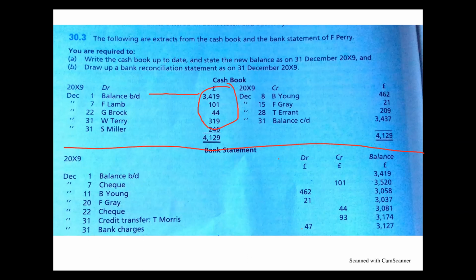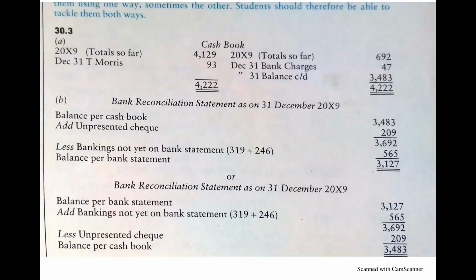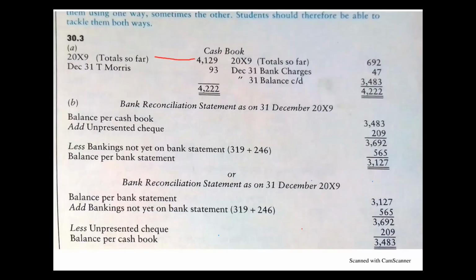For the debit side, it's 4,129. Okay. You've seen? So you just get that total so far. You say total so far on the debit side and the total so far on the credit side. Then you start adding now what you're adding.